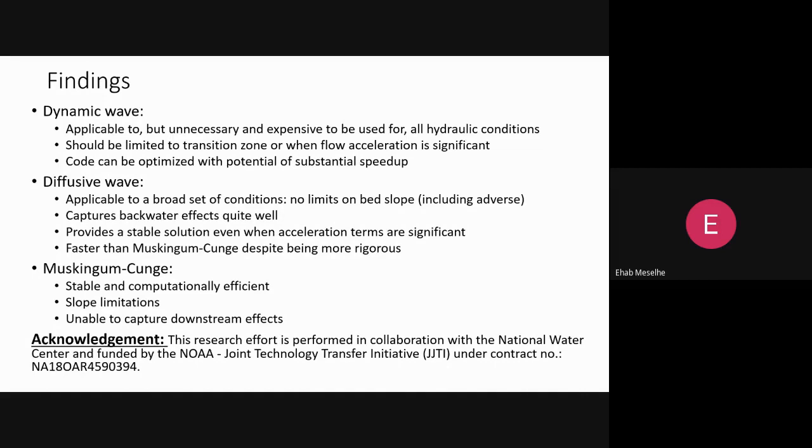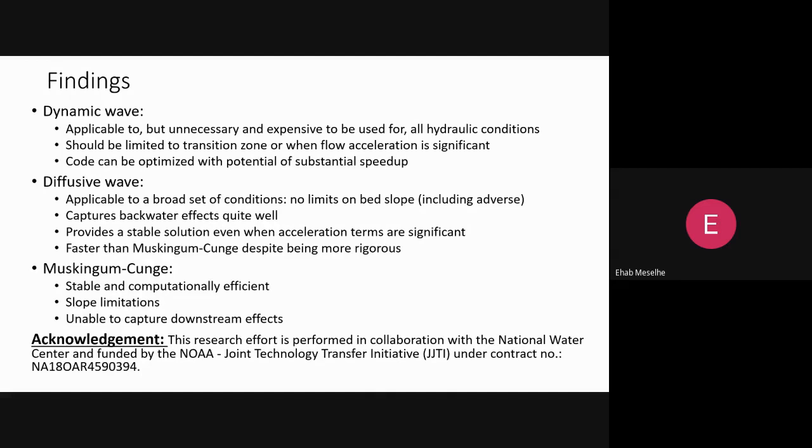It does not have limitations on bed slope. We can apply it to flat slopes and even adverse slopes if we want to. It does capture backwater effects quite well. It does break down when we have a strong tidal complication, so that's when it becomes limiting. It is very stable, and it's comparable in terms of speed to the Muskingum-Cunge, which is the current method in the National Water Model.